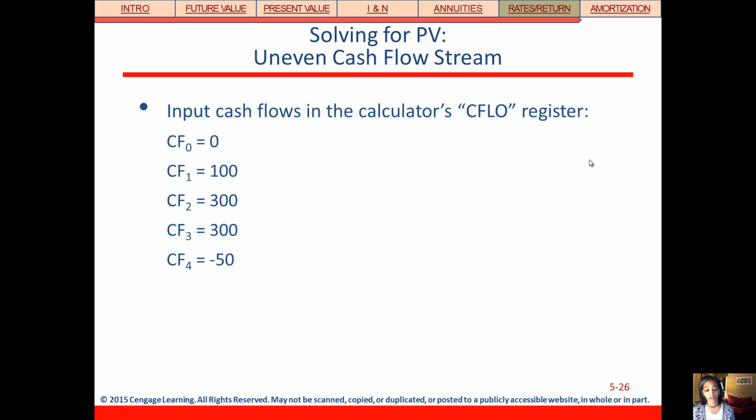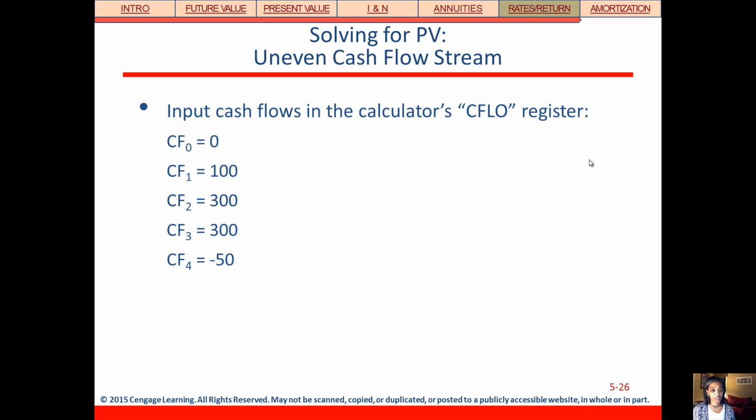So if you get your calculator out again, you're going to hit this cash flow button, which is right next to the second button. When you bring up the cash flow worksheet, it will ask you for cash flow 0, cash flow 1, and so on. Now what they're not showing here is that once you get to cash flow 1, 2, 3, and 4, and so on.